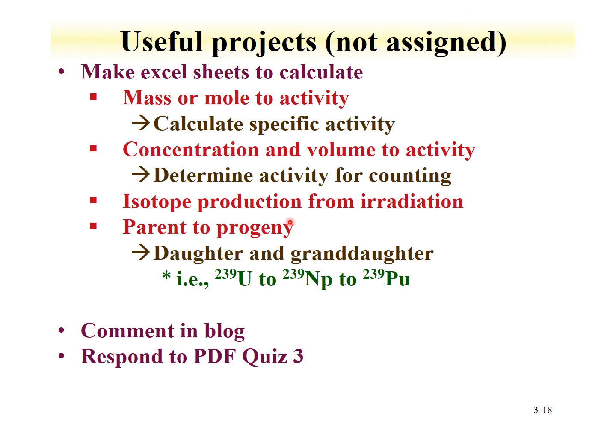I could make a spreadsheet to calculate the isotope production from radiation, and I can do some calculations on parent-daughter decays. So for instance, uranium-239 going to neptunium-239 going to plutonium-239.